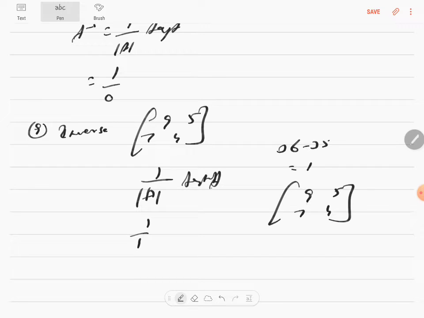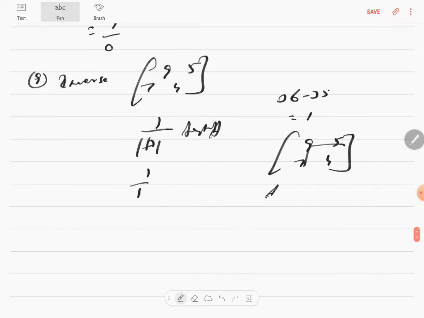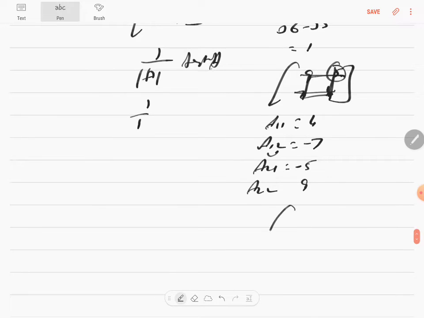First you close this and write this. This is A11. Here you write A11, A12, A21, A22 because it's just a 2 by 2 matrix. A11 itself is 4. A12 means you close this row and column and write 7, but it's odd, 1 plus 2 is odd, so write minus 7. A22 is, close this, you get 5. A21 means close this, you get 9, and which is an odd position, so you have to write minus, and you have to transpose and write 4, minus 7, minus 5 and 9.